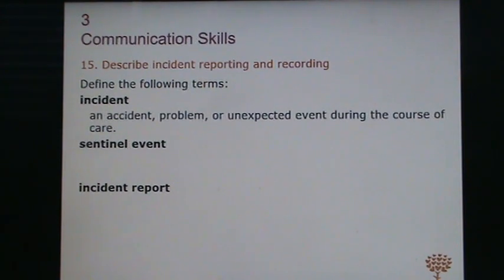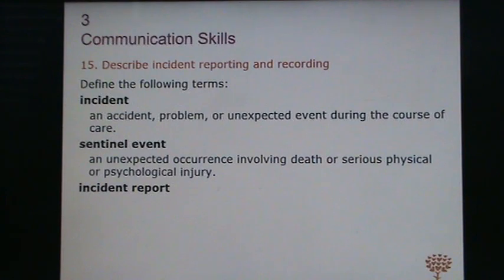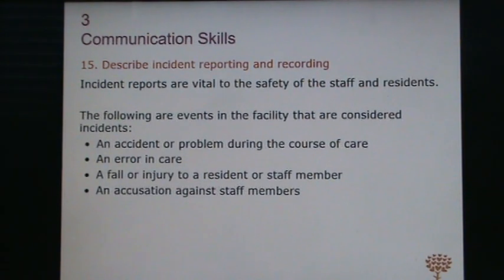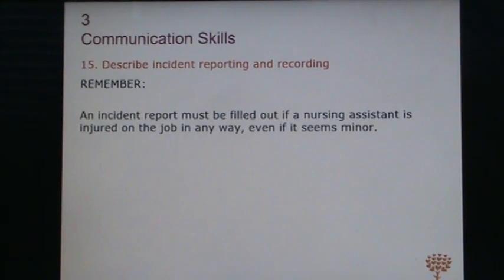An incident is any occurrence or problem that is unexpected, like a fall, for example. A sentinel event is an event that involves a serious physical or psychological injury or involves death. For every incident, you must write an incident report. We're going to cover incident reports in detail in another class, okay? But guidelines for reporting incidents are vital to the safety of the staff and residents. So again, we're going to skip through this a little bit. But you have to report accurately, and you have to report immediately.